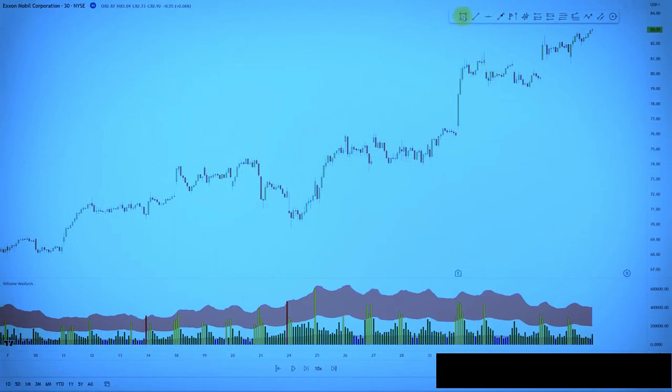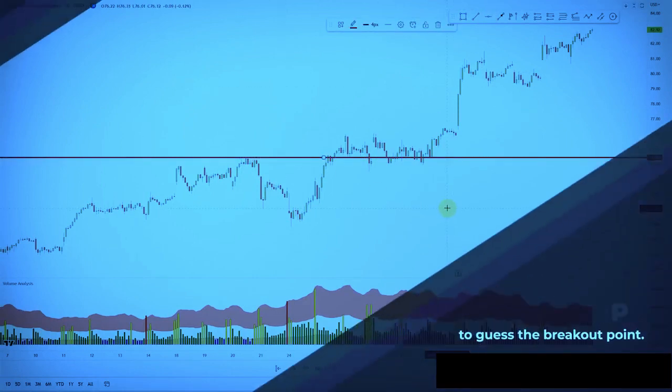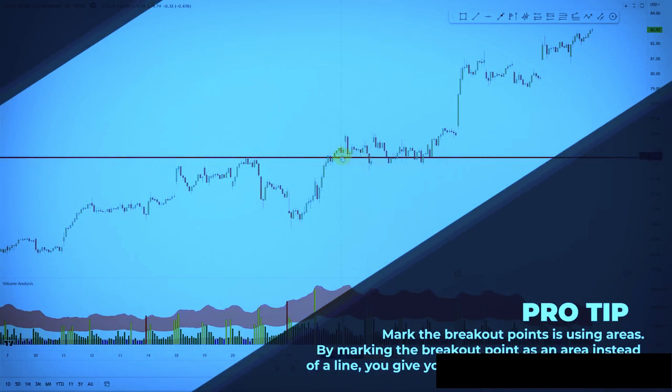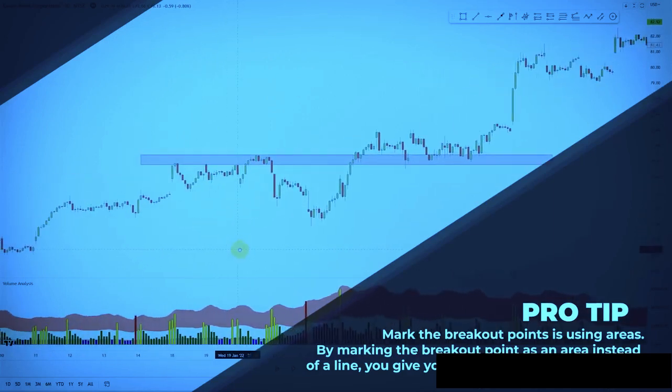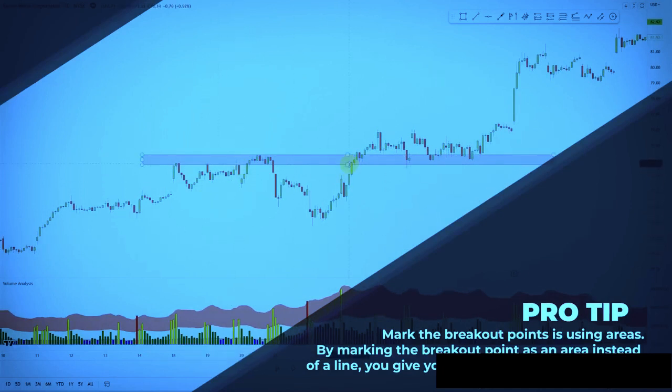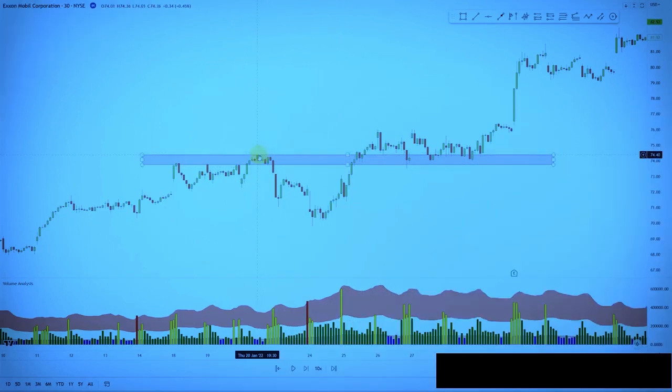Another tip: most traders, when looking to trade a retest, will mark the point where a breakout has occurred using horizontal lines, and this is one of the reasons why you fail at trading retests. A far better way of marking the points is using areas. By marking the breakout point as an area instead of a line, you give yourself the benefit of not having to guess the breakout point. If there are several highs, for example, and you mark the level using a line, then you won't be able to know which highs the market is going to return to. By having a zone, you can cover multiple highs. It's much easier this way.